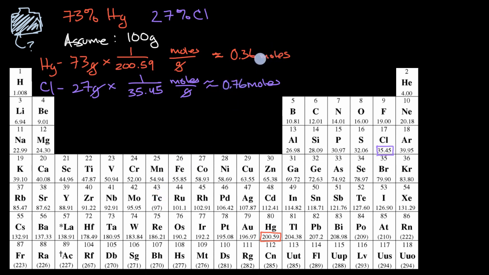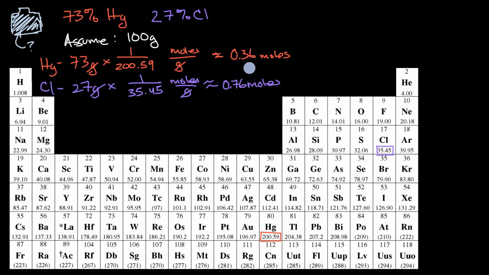And remember, when we're talking about moles, this is how many moles of chlorine we have, or this is how many moles of mercury. That's a number. You can view that as the number of atoms of mercury or the number of atoms of chlorine. Moles are just the quantity specified by Avogadro's number. So this is 0.76 times Avogadro's number of chlorine atoms.